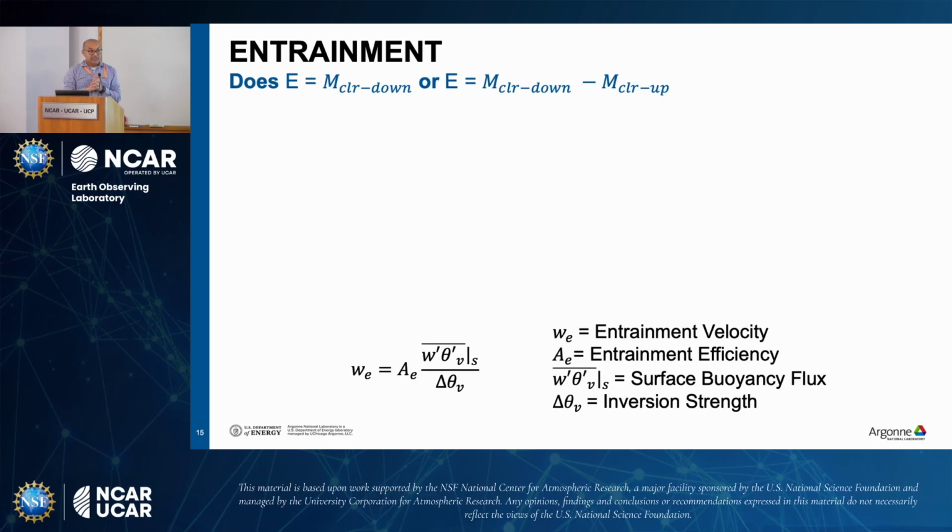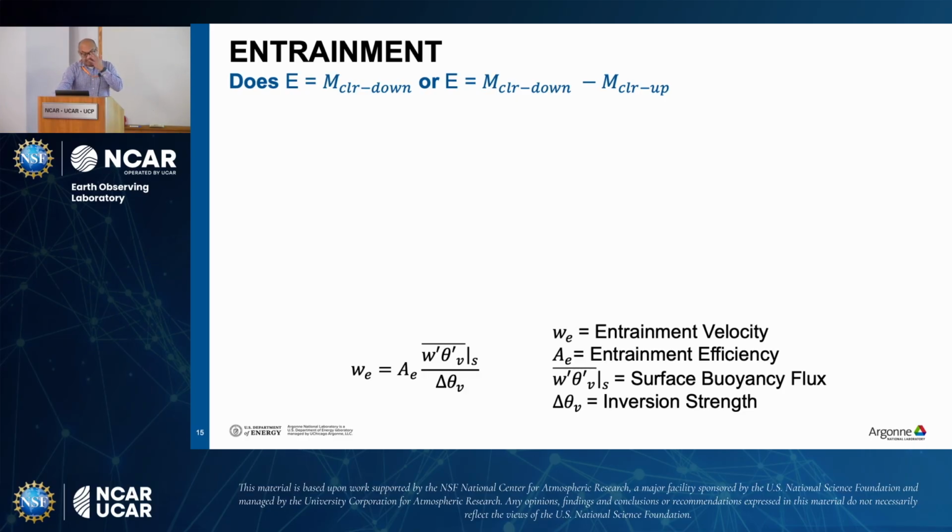So the widely used entrainment parameterization is actually this one here, the equation shown in the figure. We have entrainment velocity, WE, A is entrainment efficiency, this is surface buoyancy flux, W prime theta V prime, and delta theta V is inversion strength, right? And the entrainment efficiency is fixed from an LES model simulation done for DYCOMS and RICO, which comes from 0.43, which is a different value.